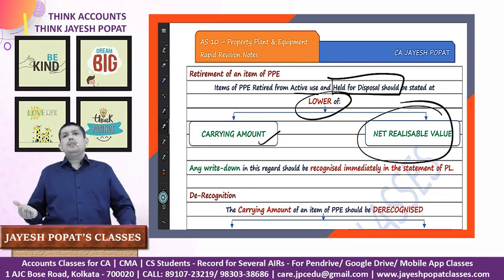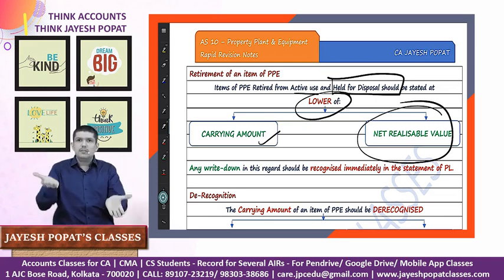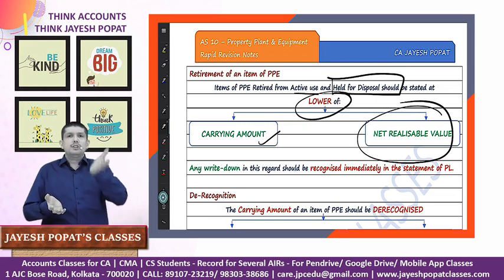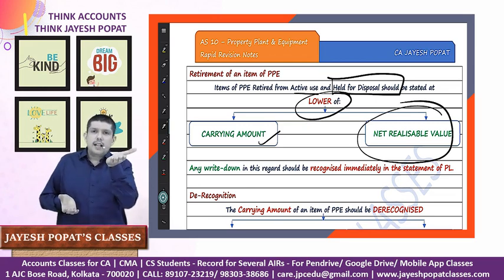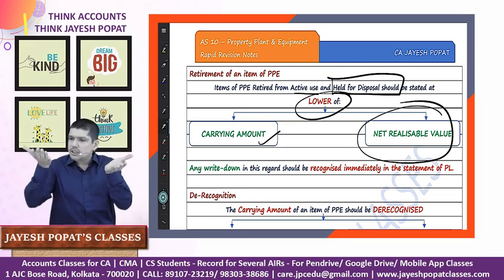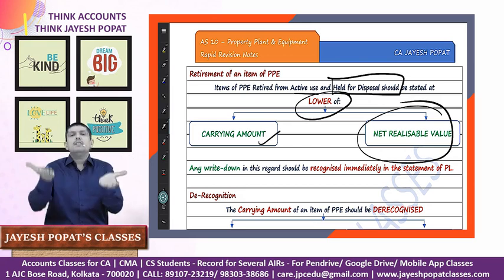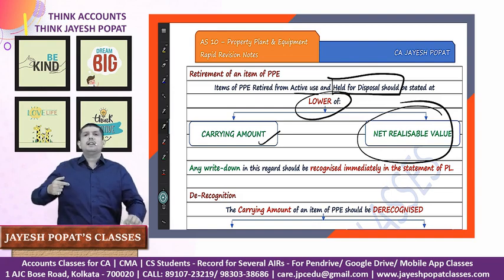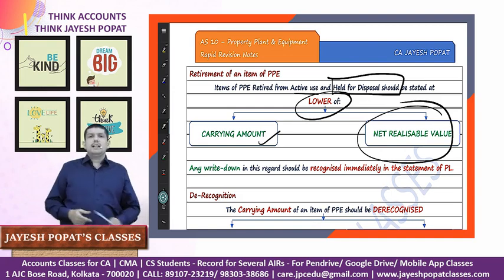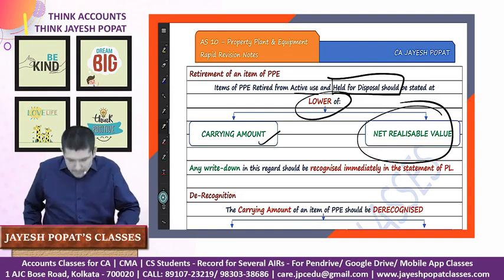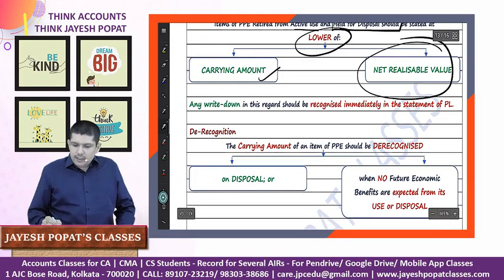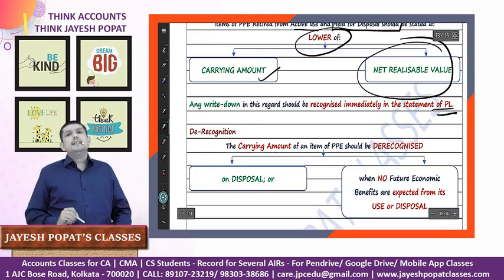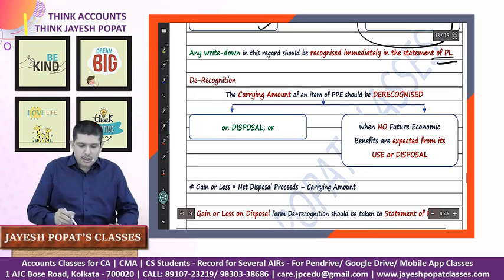In the same way you value your inventory at cost or NRV, whichever is lower, right? You use that same principle. You will see the carrying amount of that item of PP in your books of accounts. You will see the net realizable value. Whichever is the lower value, at that value you will reclassify from non-current asset PP to other current asset as non-current asset held for sale. Any write down in this regard is obviously recognized in the statement of profit and loss.